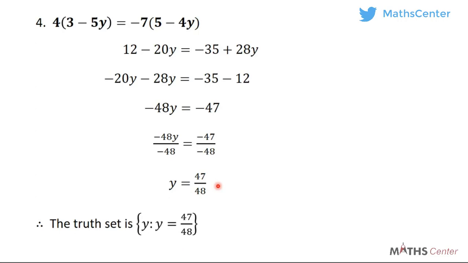The question told us to find the truth set. So we see that the truth set is, you draw your curly bracket, then the variable here is y. Remember, we were using x in the previous example because the variable there was x. But here, because the variable is y, you see that y is such that y is equal to 47 over 48. So this is the truth set of the equation above here.